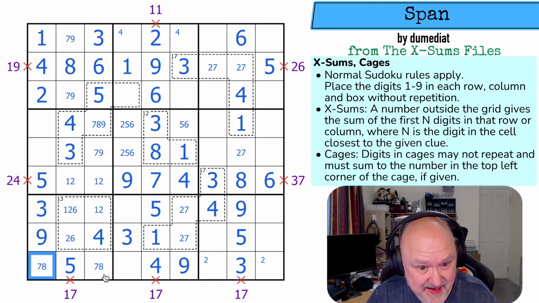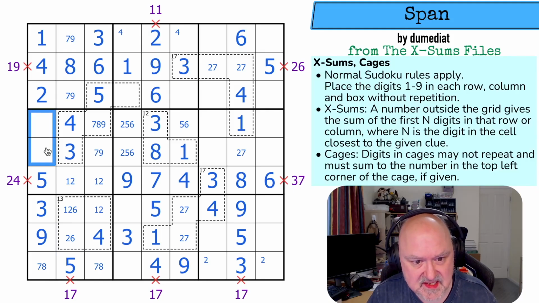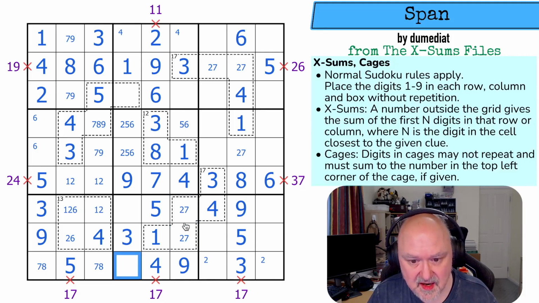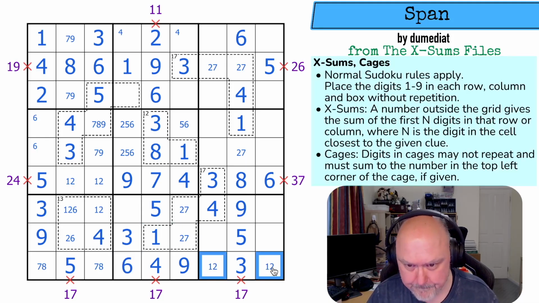This is a 7, 8 pair, which I don't see how to do, but there must be a 6 in one of those two. But if this is a 7, 8 pair, the digits not placed in this row are 1, 2, and 6. And this can't be a 1 or a 2. So this is a 6, and this is a 1, 2 pair.